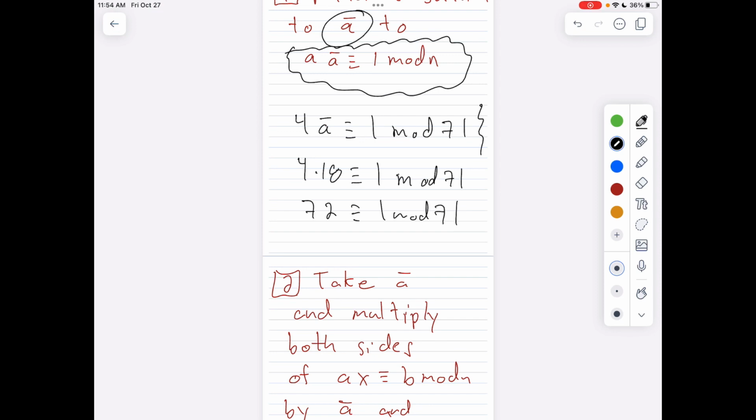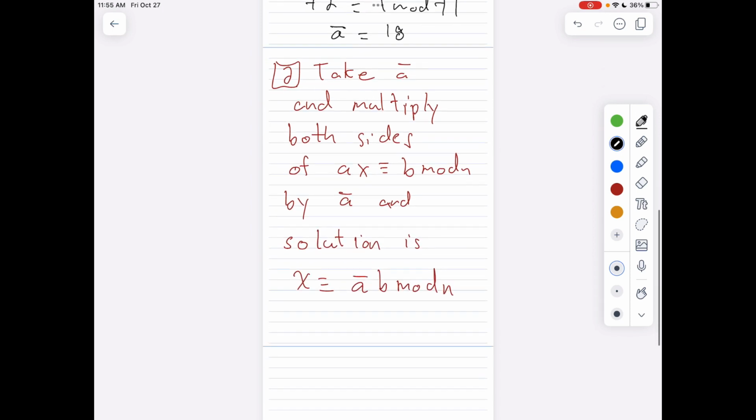Now, the other method, if you don't like this guess and check method, is to use the Euclidean algorithm to find that. I have a separate video on that, and I'll link it here for everyone. But in the meantime, the solution for this a bar would be 18.